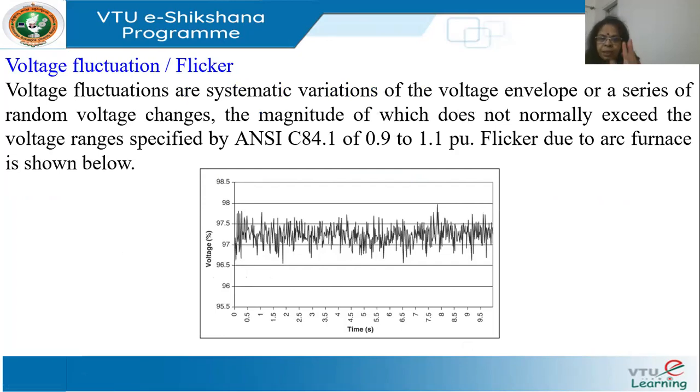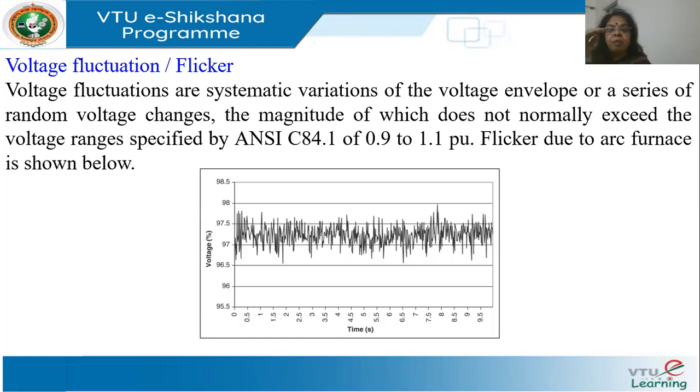So we saw voltage unbalance. We saw waveform distortions, and in distortion, we had DC offset, harmonics, interharmonics, notching, and noise. The other disturbance is called voltage fluctuation. It's also called flicker. Both mean the same. Here, the deviation is not very high; it is not a sag or a swell or anything.